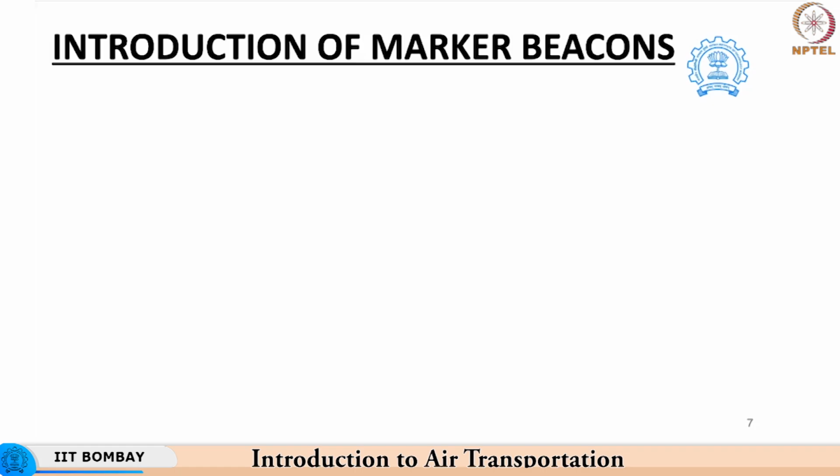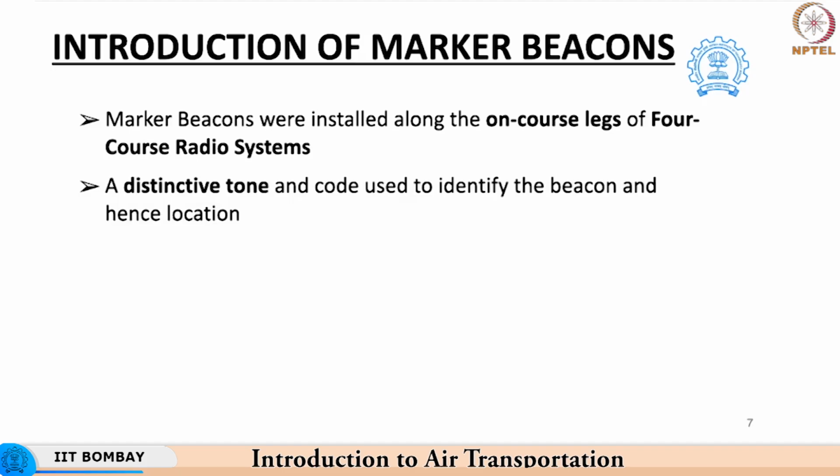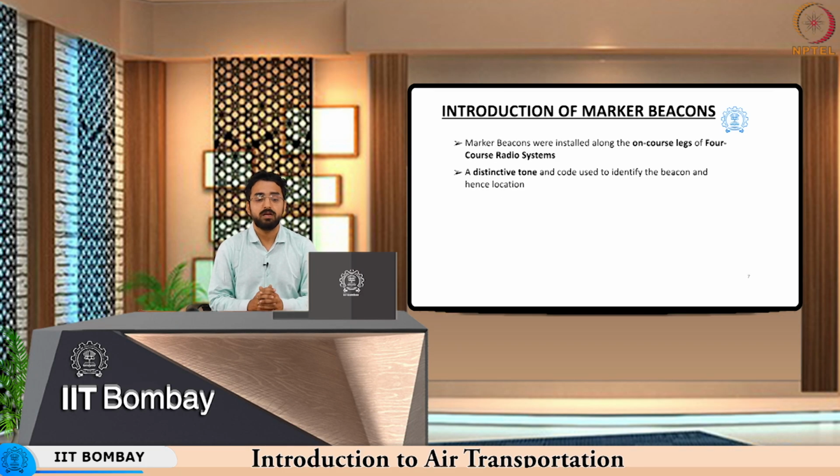As time progressed, certain other navigation tools were introduced with this particular system. The first of them is the introduction of marker beacons. These marker beacons are installed on the on-course legs of four course radio stations. How these operated was that a distinctive tone and code would be used to identify the beacon and hence the location of the aircraft with respect to the navigation aid.